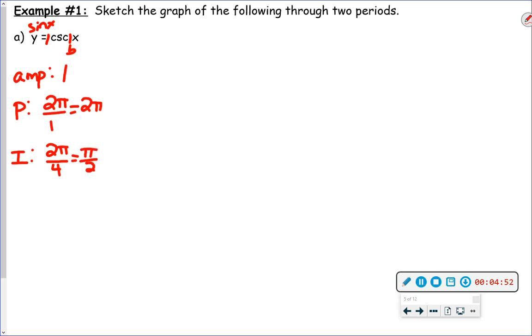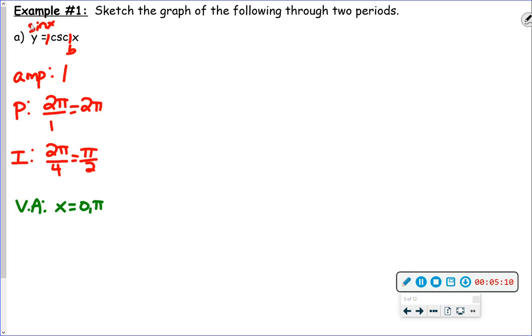No phase shift on this, no center line shift, no vertical shift up and down, but I am going to add on, we do have vertical asymptotes. We're going to take whatever's with x, in this case we just have 1x, and we set that equal to 0 and pi. Okay, I'm ready to draw.